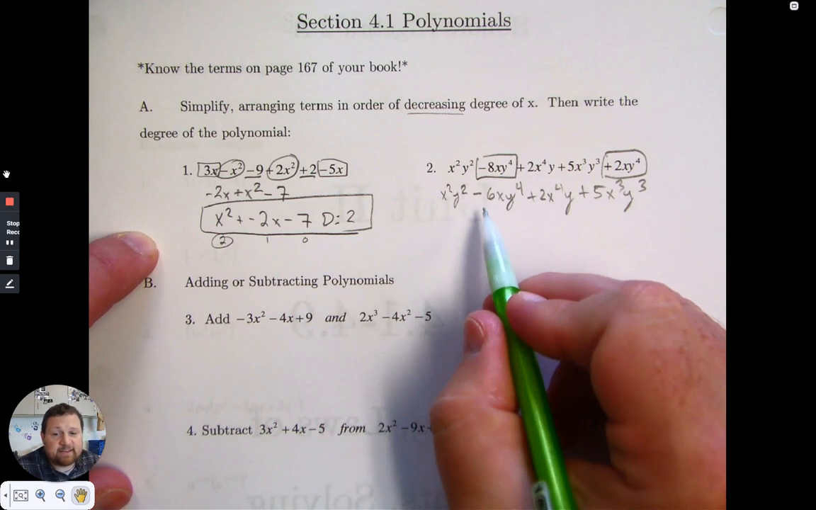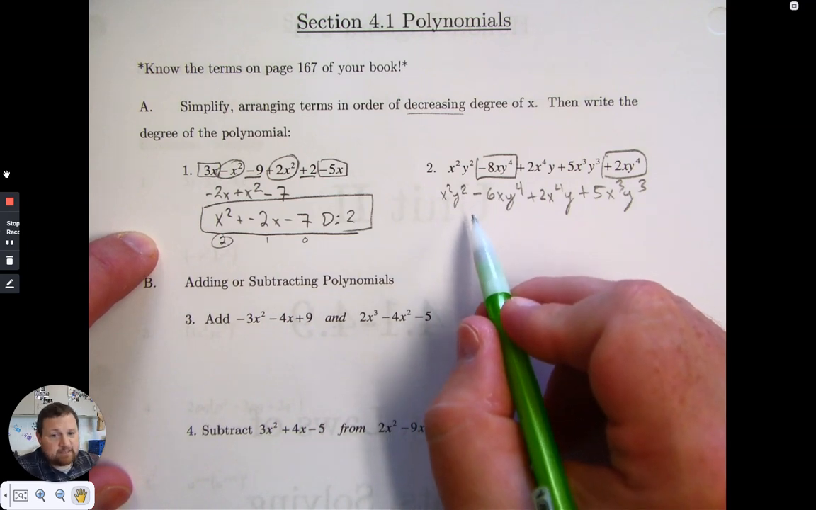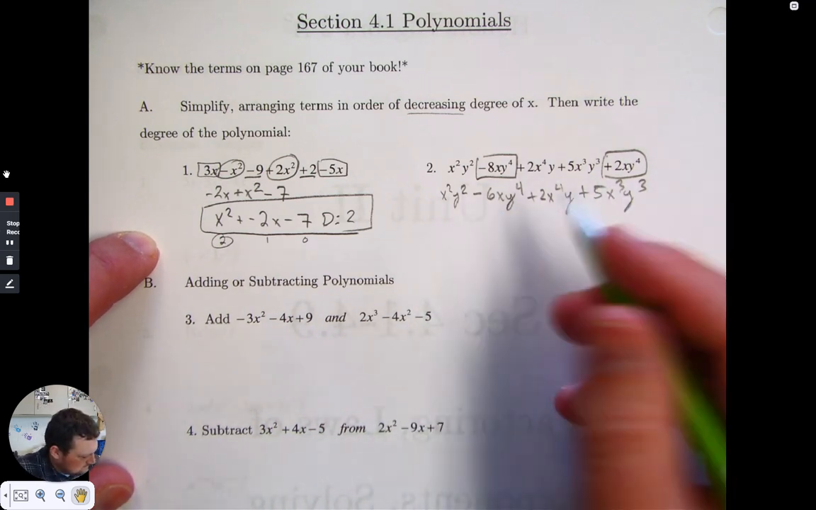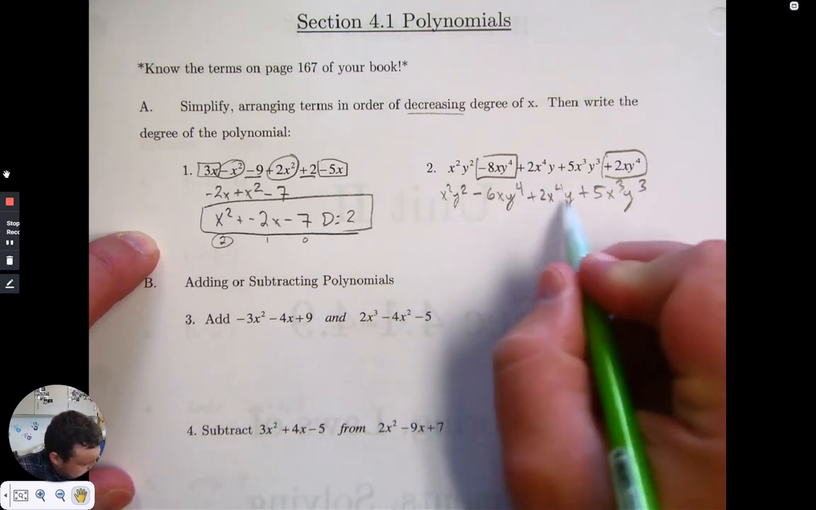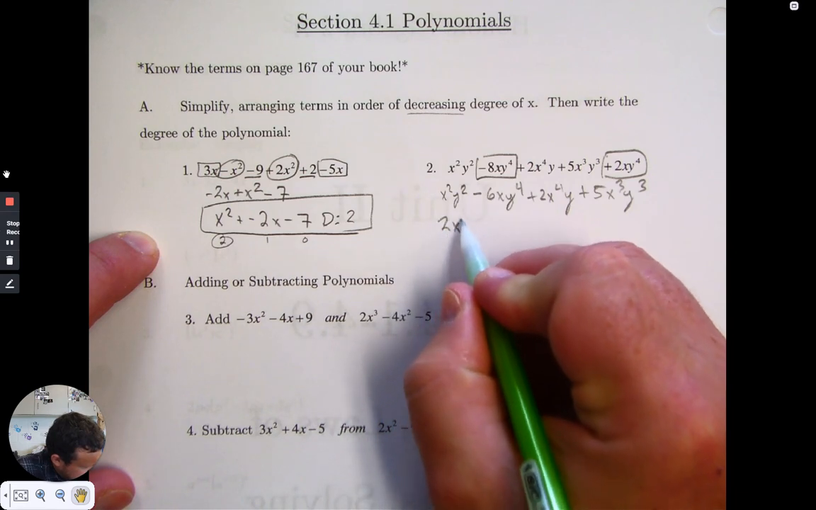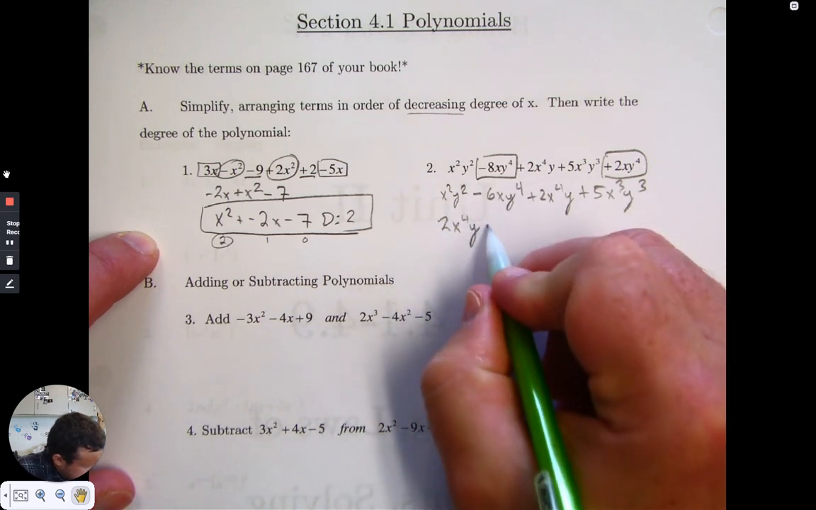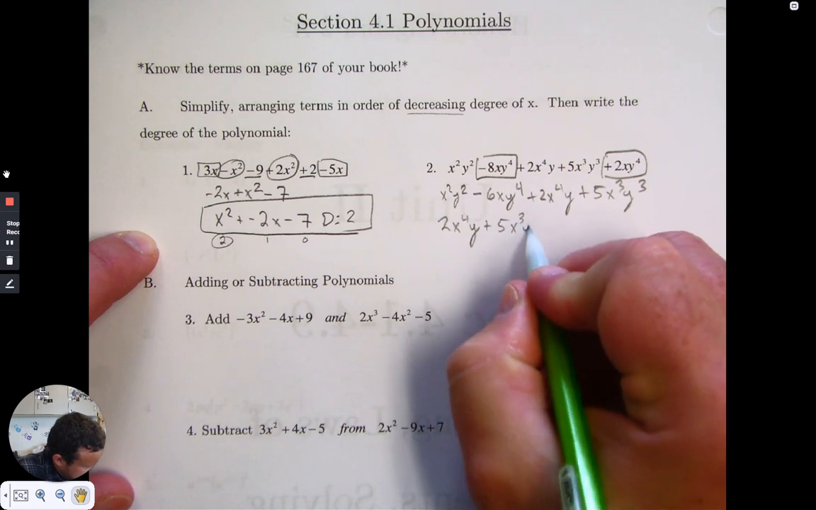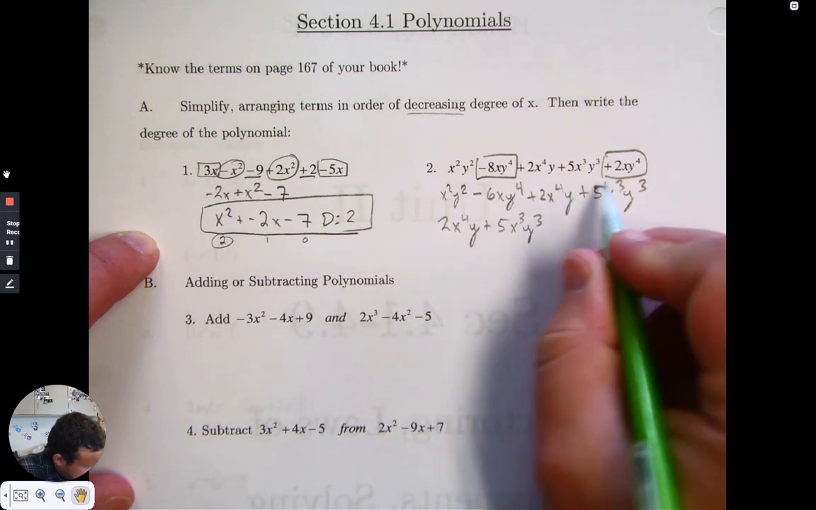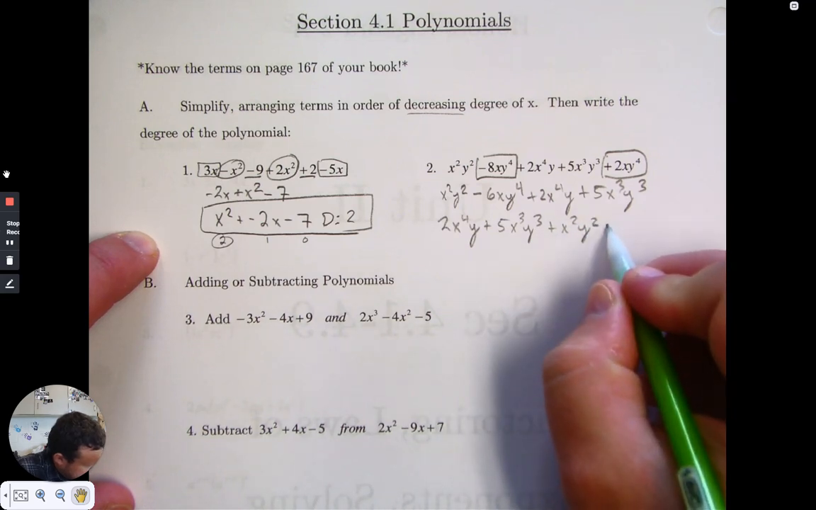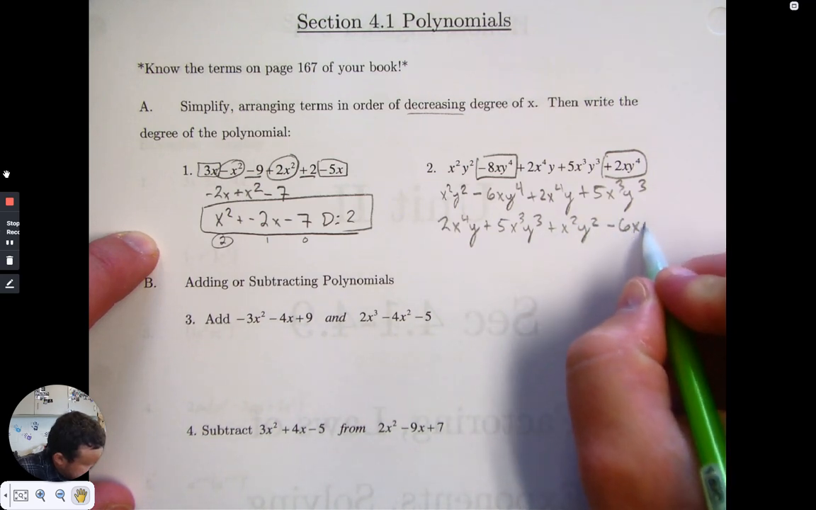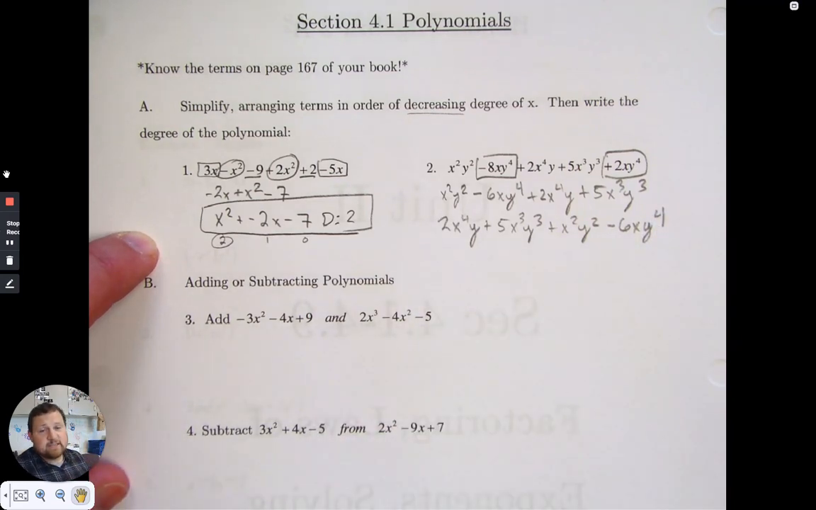So now that we've simplified it down, it's time for step 2, right? Writing them in descending or decreasing, right, degree of x. So we're going to start off with our x with our highest exponent, which is the 4. So that's 2x to the fourth y, and then plus 5x to the third y to the third, because 3 is next. The next is 2, so plus x squared y squared, and then last would be minus 6xy to the fourth. Now in this one we have multiple variables, so we have to add the exponents to determine the degree of each individual part.